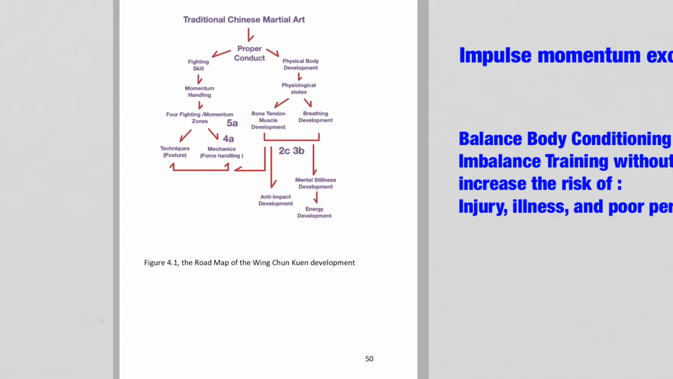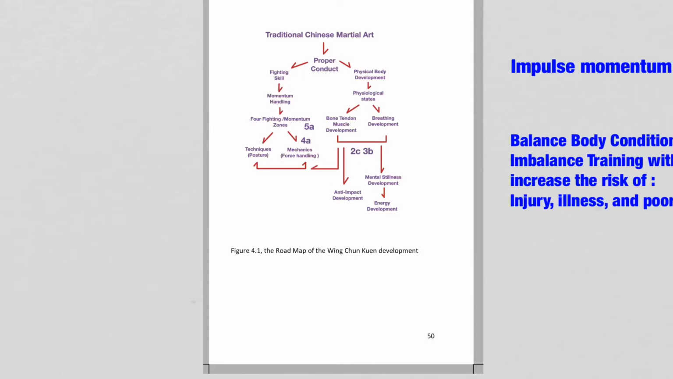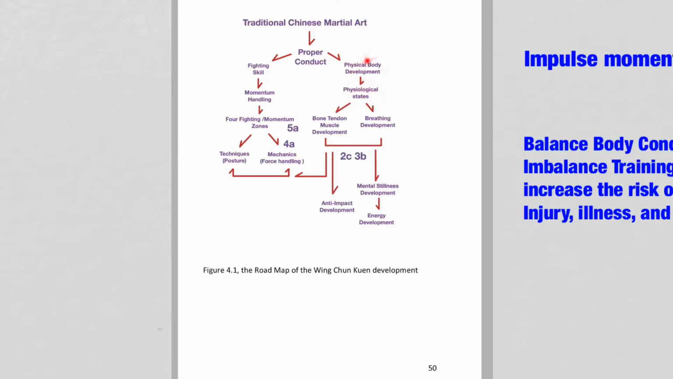So if we look into the traditional Chinese martial art roadmap, the training has to be based on proper conduct, or the martial proper conduct. And then there is the physical body development, where you have bone, tendon, muscle development, breathing development, anti-impact development, because you're going to fight and you're going to crash with somebody. And then mental stillness development, because you have to handle your parasympathetic and sympathetic nervous system, and your energy development, because you need energy to fight. And of course, you need your breathing development, because you need cardio. So this is the body conditioning part.